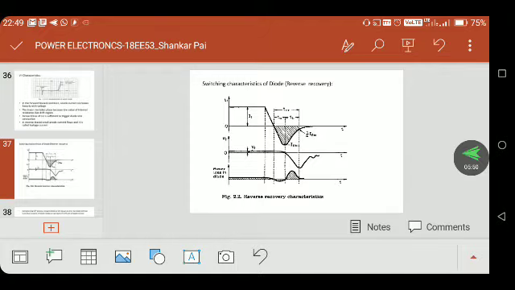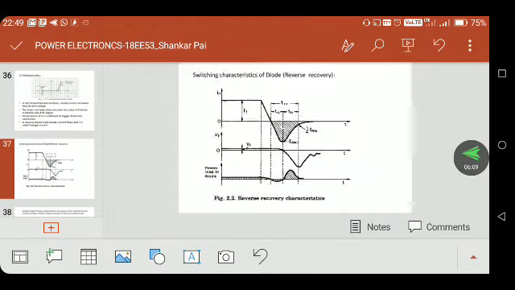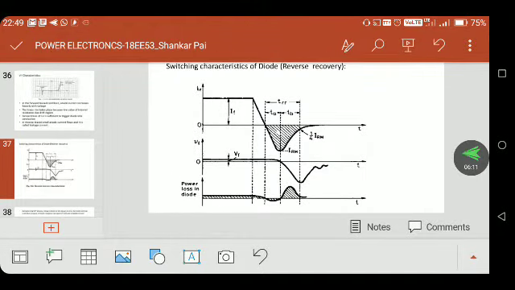Next important topic is the switching characteristic of the diode, which is also called the reverse recovery characteristic. This is very important from the point of view of examinations. If you see many old question papers, you will see a common question: explain the reverse recovery characteristic of a diode, or explain the switching characteristic of a diode. Now look here. What is this reverse recovery characteristic?